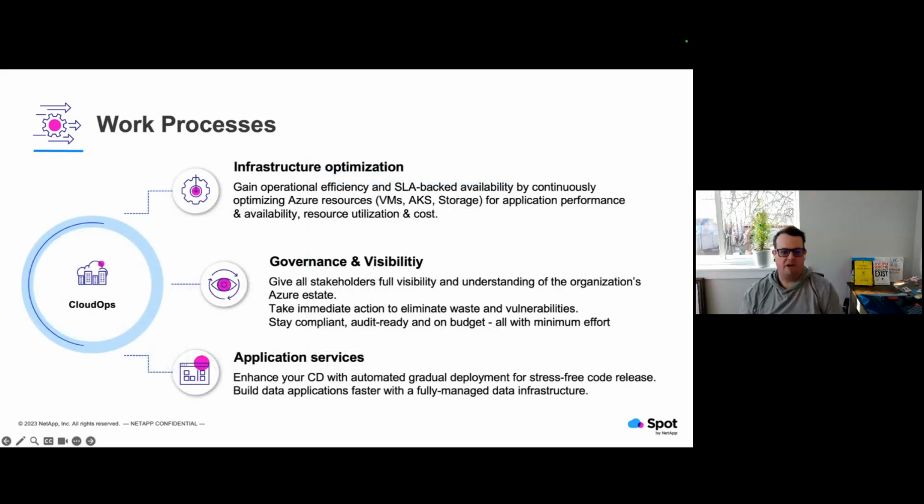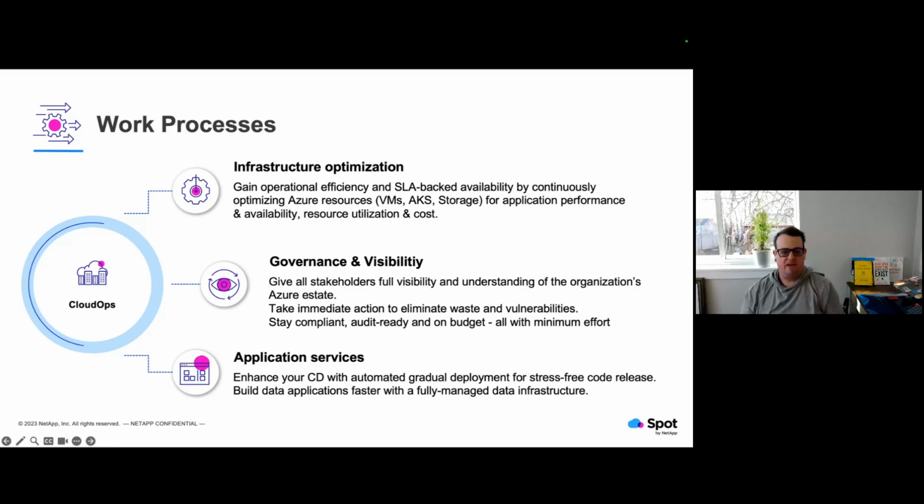Which brings us to work processes. Again, when we break down those five topics, we talk about infrastructure optimization, gaining that operational efficiency and SLA-backed availability by continuously optimizing your Azure resources. This includes your VMs, your Azure Kubernetes Service, your storage, ensuring that your application performance and availability and resource utilization and cost are all accounted for when it comes to how your workloads are running.